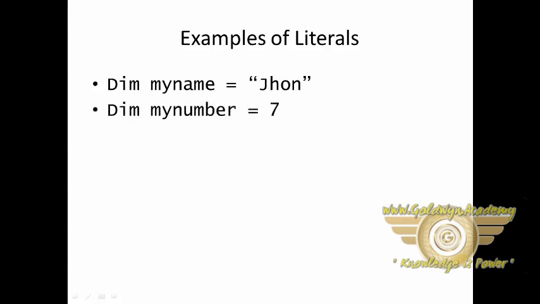Next, Dim myNumber = 7. Visual Basic itself understands that 7 is an integer, so it will assign myNumber as an integer. Dim myFloat = 25.5. Here Visual Basic will see that there is a decimal point, so it will take the value 25.5 and understand that myFloat is a double.